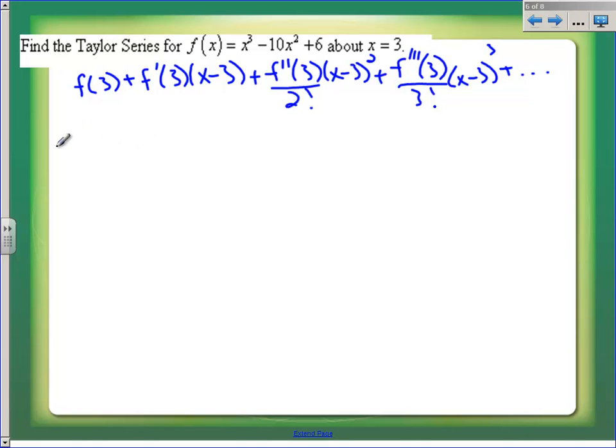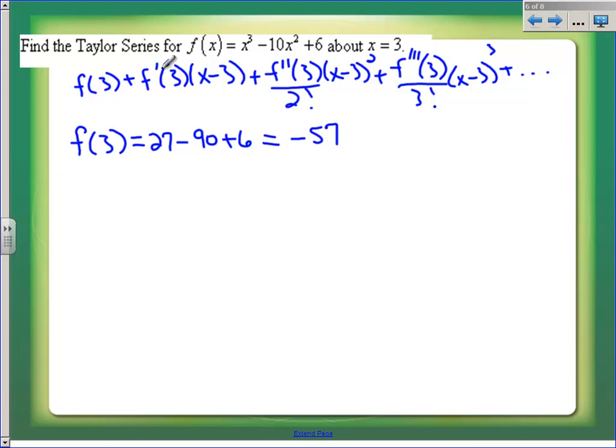So let's see here. Since f of x is x cubed minus 10x squared plus 6, I guess I need to find f of 3. And that's going to be 27 minus, because 3 cubed is 27, minus 90 plus 6. And so that is equal to, what is that? Negative 63 plus 6 is negative 57.